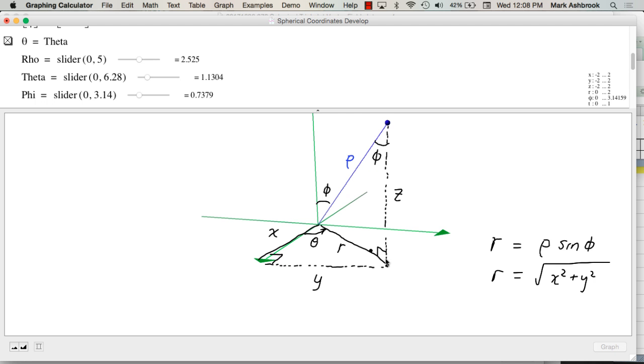Z and R are the legs. So R would be rho sine phi. Nope, rho is the hypotenuse, right? Z and R are the legs because this is our right angle. So R and Z are the legs, so rho is the hypotenuse. This is going to be rho sine phi, or in other words, R over rho is sine phi, opposite over hypotenuse. So R is rho sine phi.